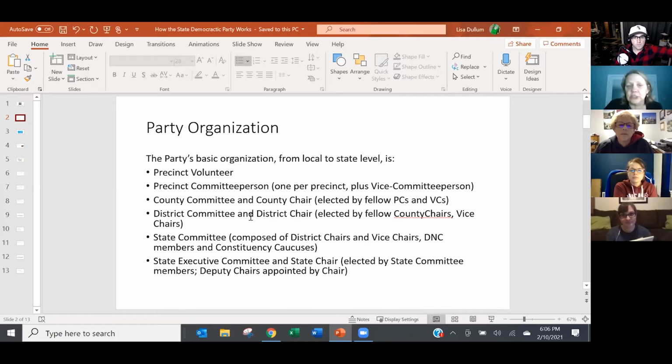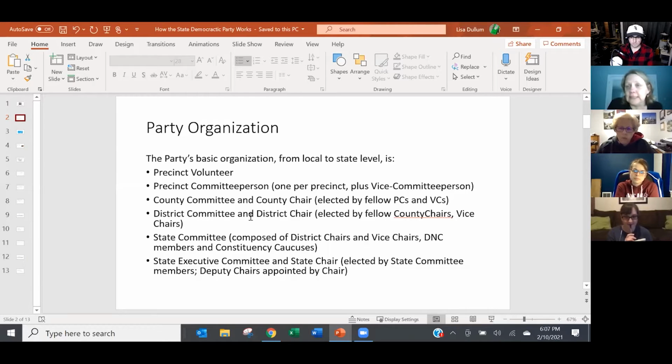Above that is the district committee, and the district consists of a congressional district. In Indiana, we have 9 of those. Those are elected by the party chairs, the county chairs, and the vice chairs. And they also have a vice chair. Then there's the state committee, which is composed of all the district chairs and the vice chairs, right? So there's 18 of them.